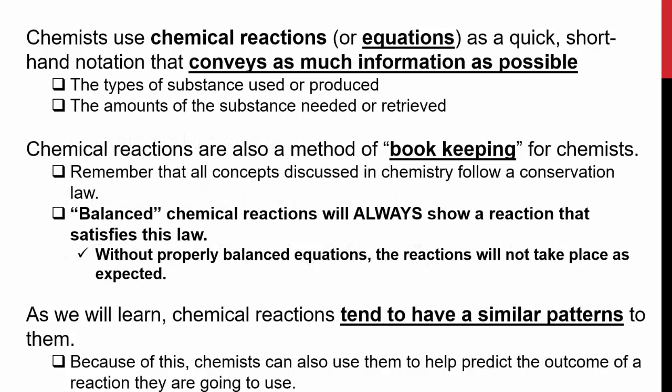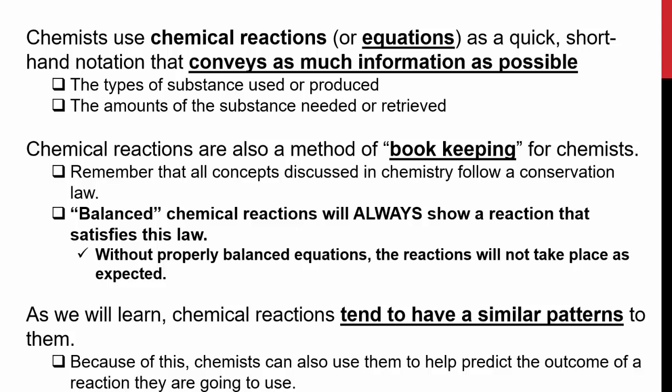So chemists use chemical reactions as a quick shorthand notation that conveys as much information as possible. It's going to talk about the types of substances used or produced, and the amounts of substances needed or retrieved. Think of chemical reactions as a method of good bookkeeping for chemists.